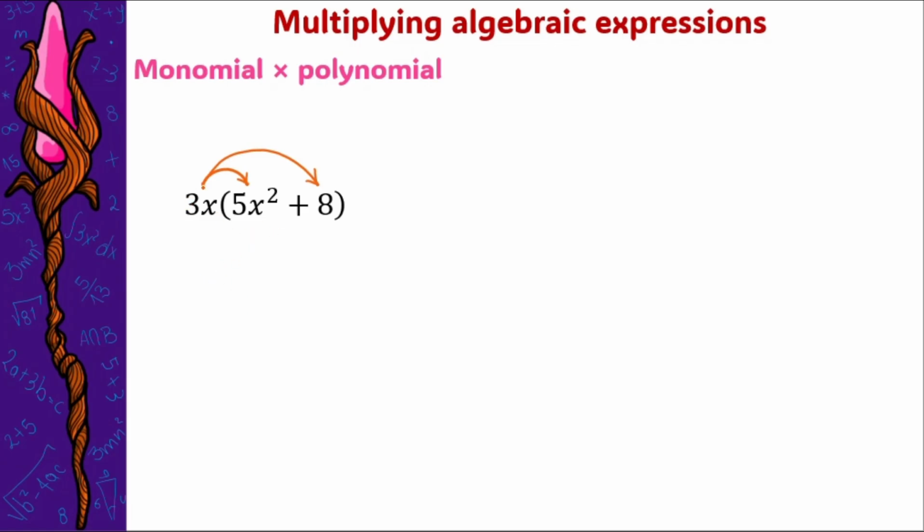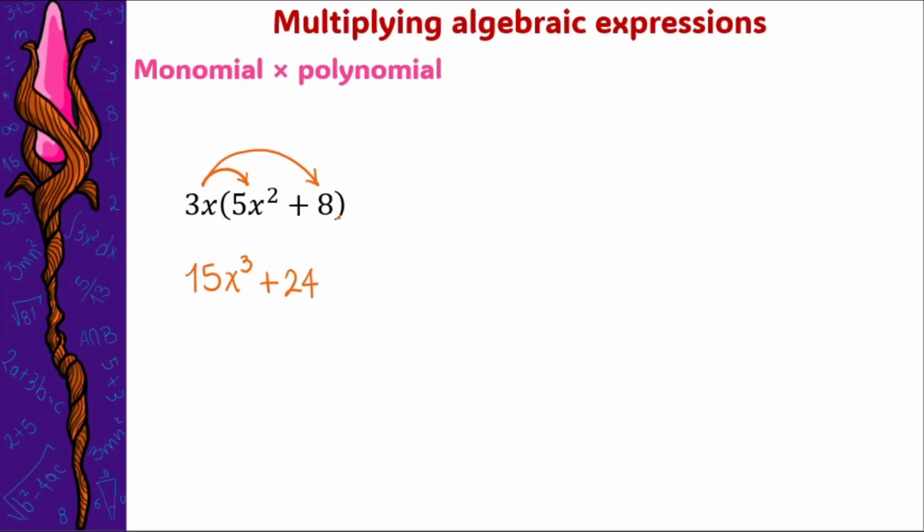Let's see, it would be 3x times 5x squared. 3 times 5 is 15, and x times x squared is x cubed. This one's positive, so plus times plus is plus. 3 times 8 is 24.